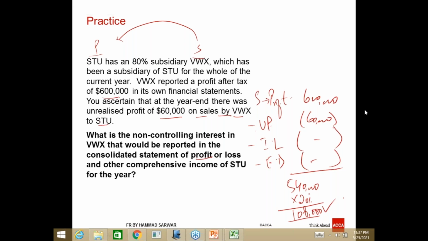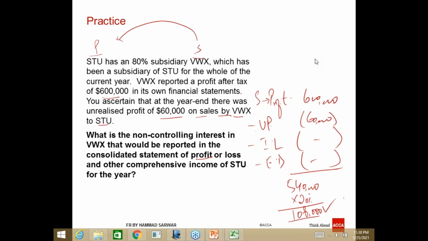What if it was from the parent to the subsidiary? So if the parent company sold goods to the subsidiary, there will be no adjustment in NCI. We are taking the percentage on the gross amount. It's up to you. You can take the percentage on individual items, or you can take the percentage on the final answer. Your answer will be same.